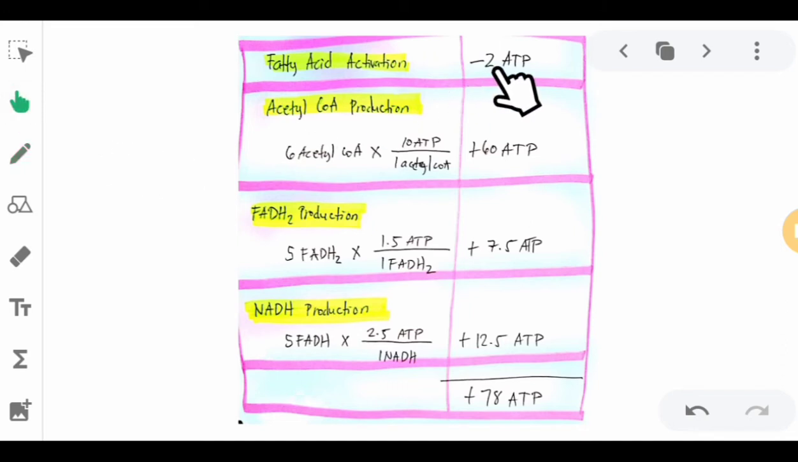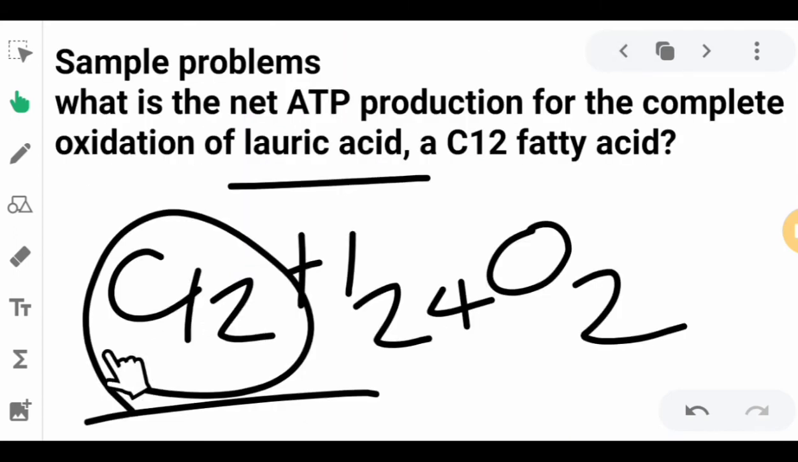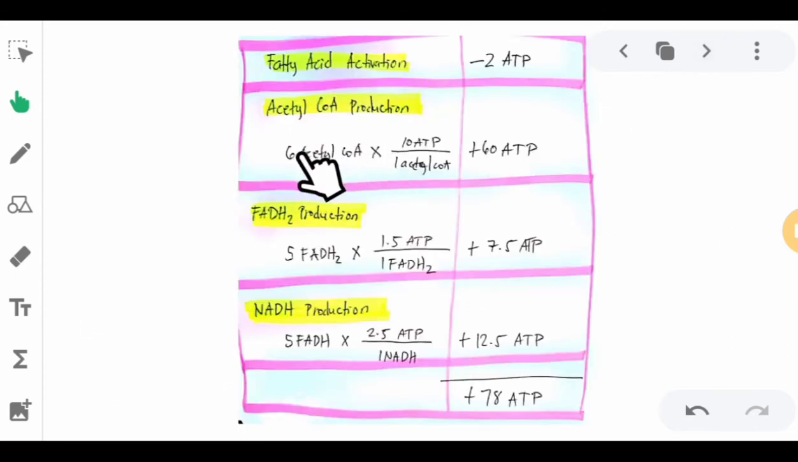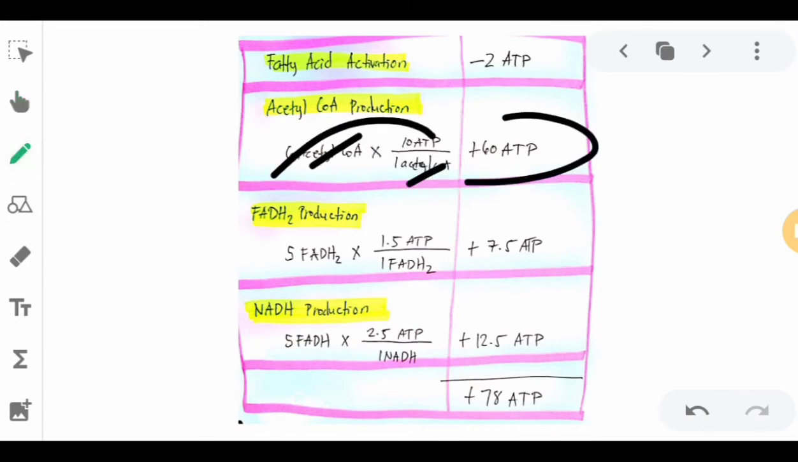Okay, so we used 2 pieces of ATP in the fatty acid activation. And then for the production of acetyl-CoA, since that is 12, half of that is acetyl-CoA. So 12 divided by 2, that is 6. And 1 acetyl-CoA is equivalent to 10 ATP. So you will cancel the units here. 6 times 10, that is 60, plus 60 ATP.